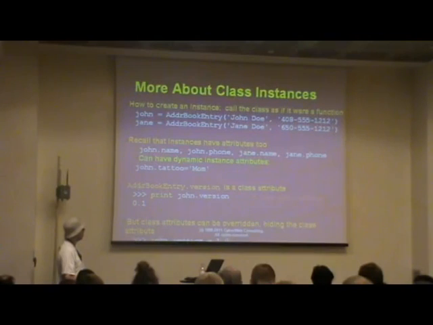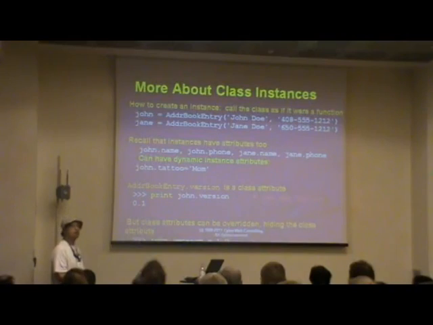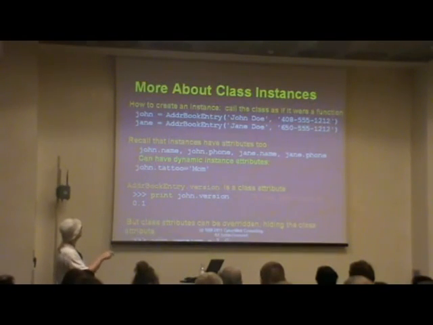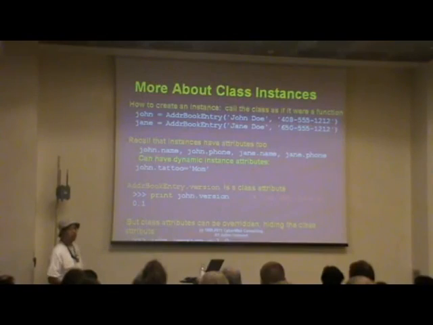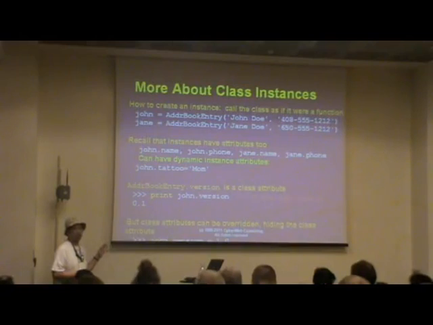But what happens when I do this, which you cannot see? It actually says John.version equals 1.0. What happens in that case? Did I change my class one? No, you didn't. You created a new attribute, like the tattoo. So if I print John.version, yes, I will get 1.0 now. But if I print Jane.version, she is still looking at the class one, not the instance dynamic attribute that I just made. This is the source of a lot of bugs.